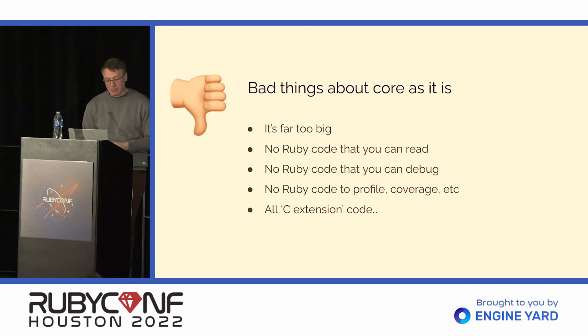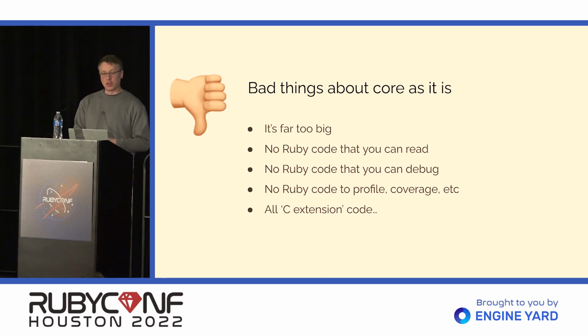But there's bad things about core as it is. It's far too big, 2,000 some methods. That's too many methods for us to understand and to work with as VM implementers. There's no Ruby code that you can read, so you can't go and see what a method does with your knowledge of how to read Ruby and understand what the core library does. You're off into C code land, and it's not always the most understandable code, even if you understand C.